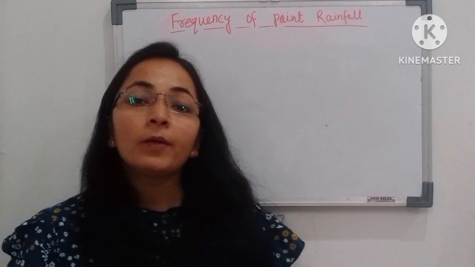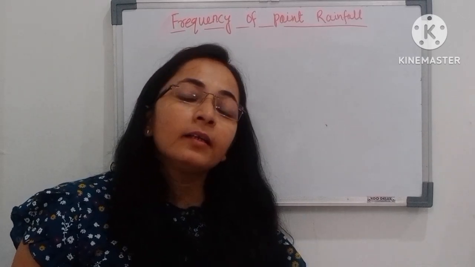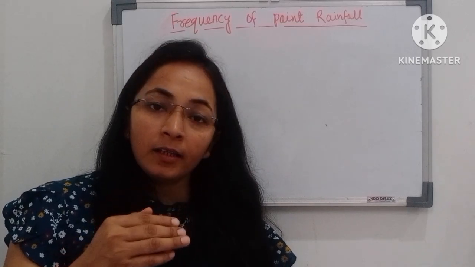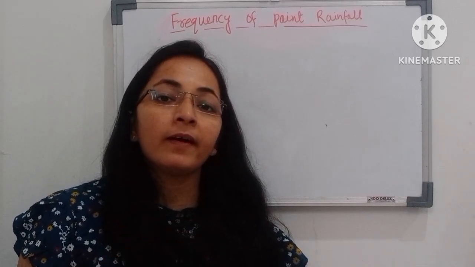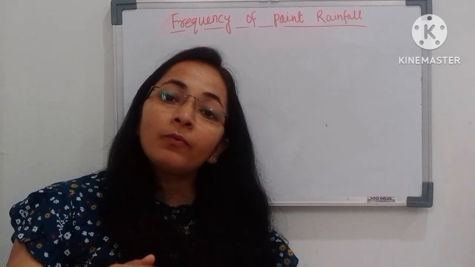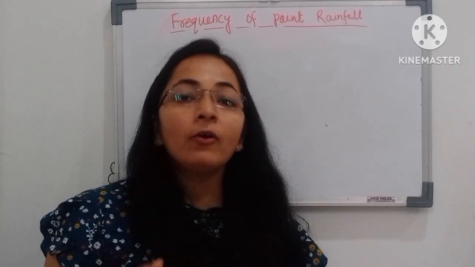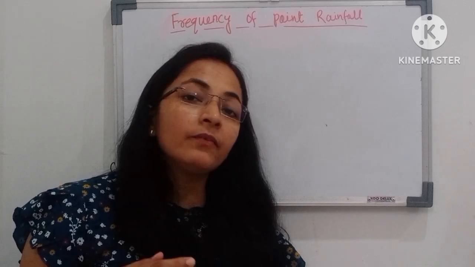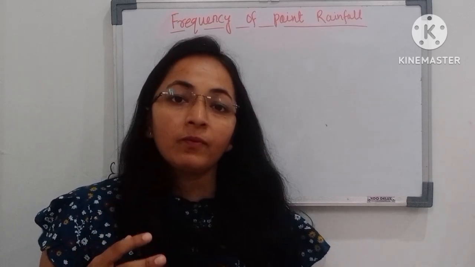So what is frequency of rainfall? Frequency of rainfall means the occurrence of a specified magnitude of rainfall, or the occurrence of rainfall which has magnitude greater than that specified magnitude of rainfall. So the frequency of occurrence of that event is the frequency of rainfall. In other words, the probability of occurrence of an event of a random variable.